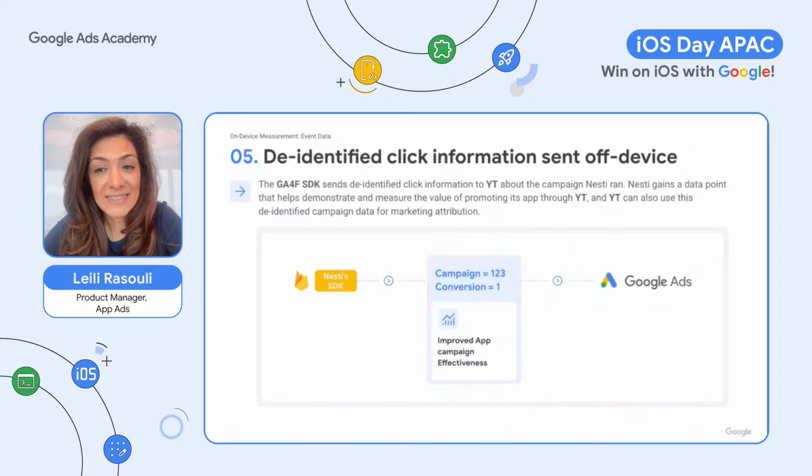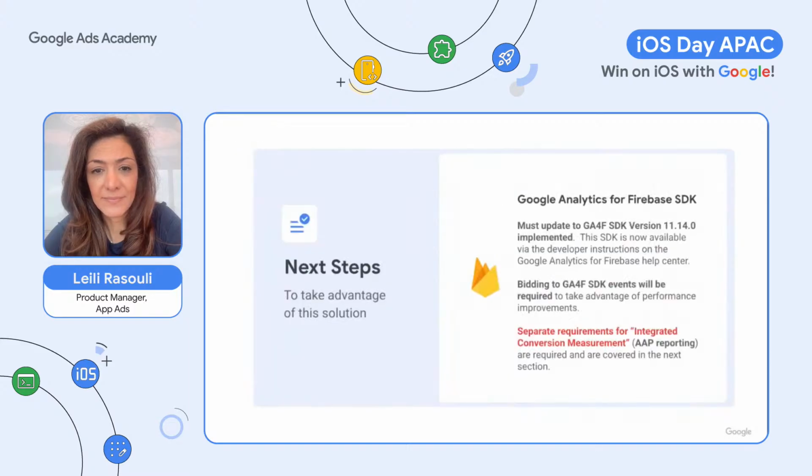The GA4F SDK sends the identified information to YouTube about the campaign Nestle ran. This way, Nestle gains a data point that helps measure the value of promoting its app through YouTube, and YouTube can also use the de-identified campaign data for making attribution and training bidding models.